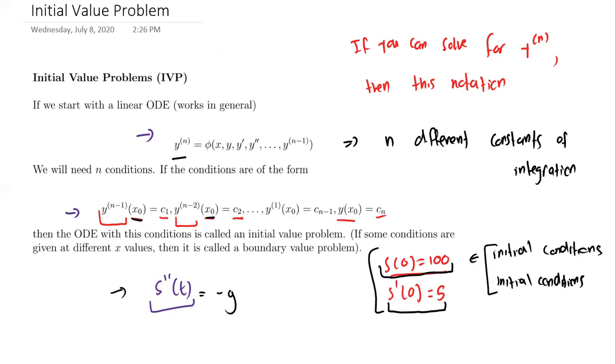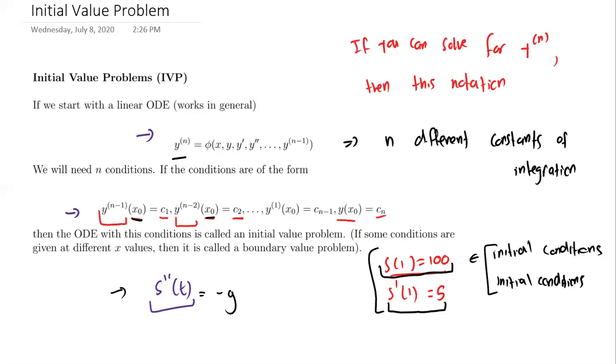Now, this input doesn't necessarily have to be the start of the experiment. For example, if x is time, this doesn't have to be time equals 0. A lot of times it is going to be time equals 0, or whatever input the start of the experiment is. It doesn't have to be that way though. For example, if all of these conditions were instead of s of 0 and s prime of 0, they were like s of 1 and s prime of 1, that would still be considered an initial value problem.